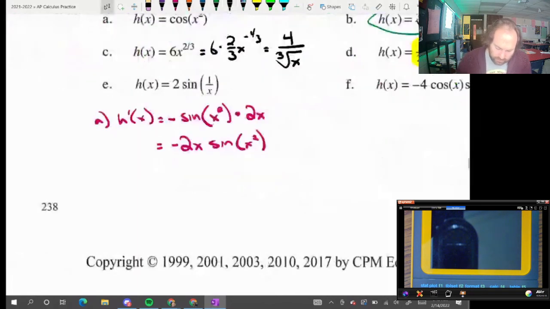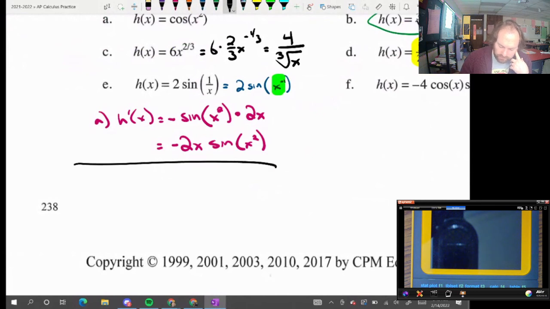Question E is also going to require, let's see, I got to think about this one. 2 sine 1 over x. Well, it might be helpful to think about this before we get too far into it as 2 sine of x to the negative 1st power. So your inside bit is x to the negative 1st. So let's draw a line here. This is for E right away.